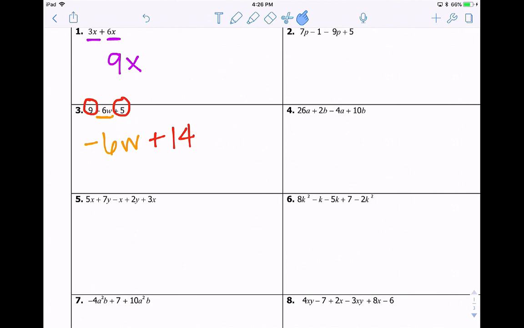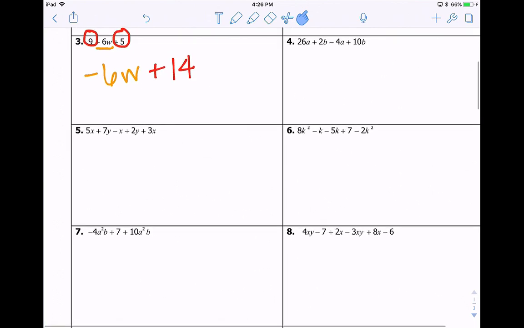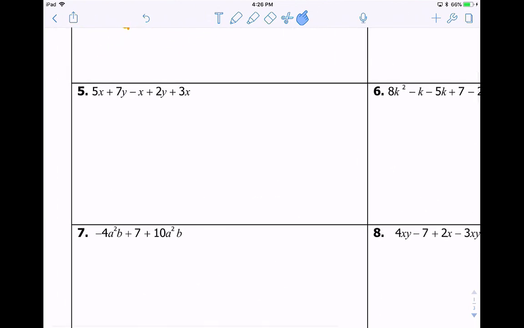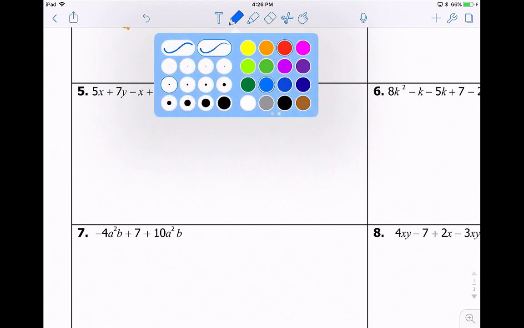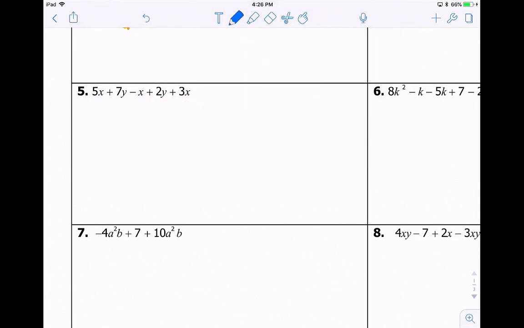Very similar, number 5. Now you're going to notice that we have some extra variables. Again, common variables go together, so x's go with x's, y's go with y's. We want to start with x's first. It's not incorrect otherwise, but typically we start with the variable in alphabetical order. So x comes before y, and we put the x's first. I will start with the x's.